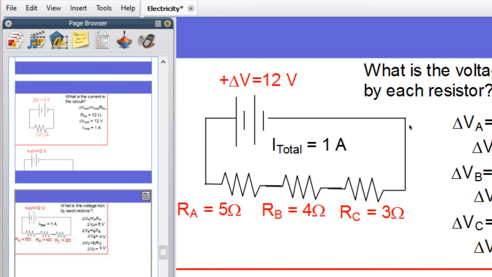What is the voltage lost by each resistor? Well, the voltage lost by A is going to be the current in A times the resistance of A. The current is 1. The current everywhere is 1. So 1 times 5, 1 times 4, 1 times 3. Gives me 5 volts, gives me 4 volts, gives me 3 volts.